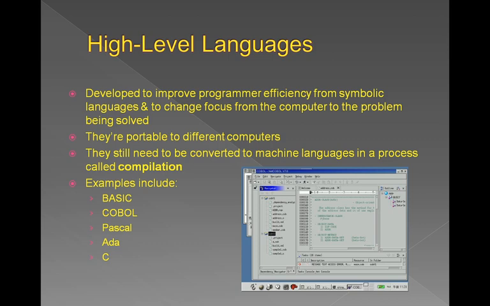Next one is high-level languages. They were developed to improve programmers' efficiency over symbolic languages, to change focus from the computer to the problem we solve. They are portable to different computers. They still need to be converted to machine language in a process called compilation. Examples are BASIC, COBOL, Pascal, Ada and C.